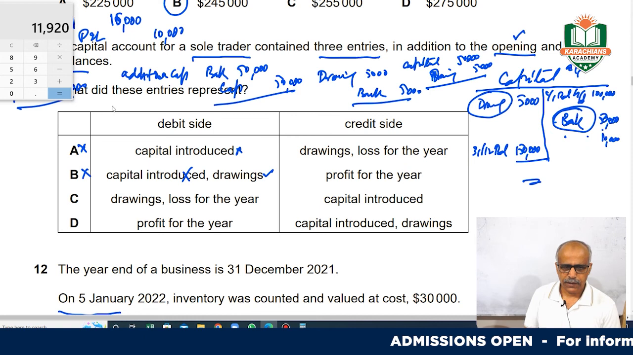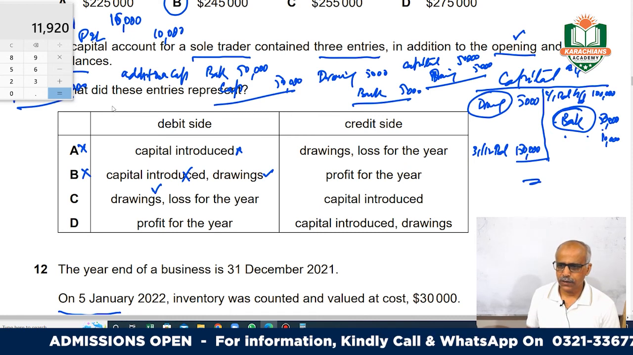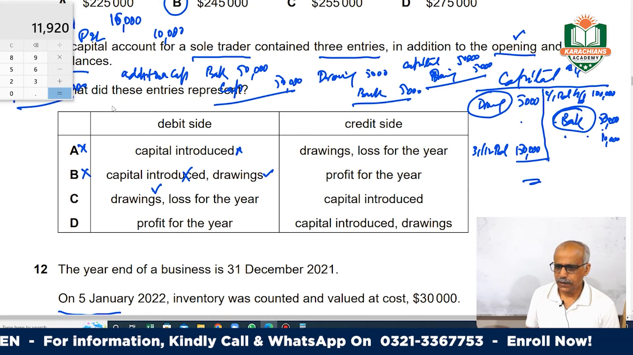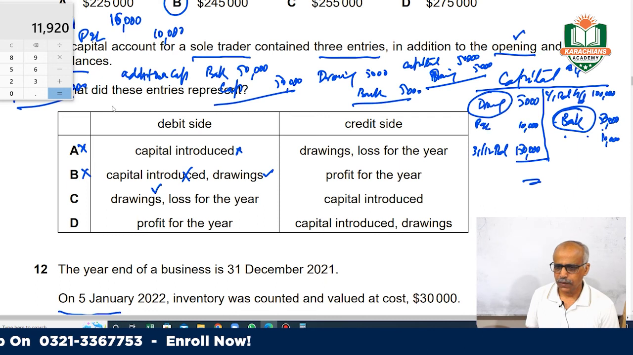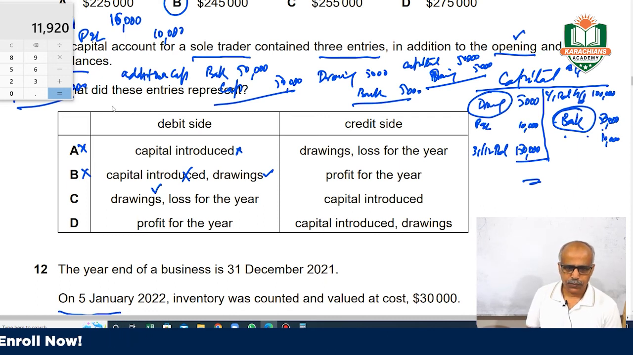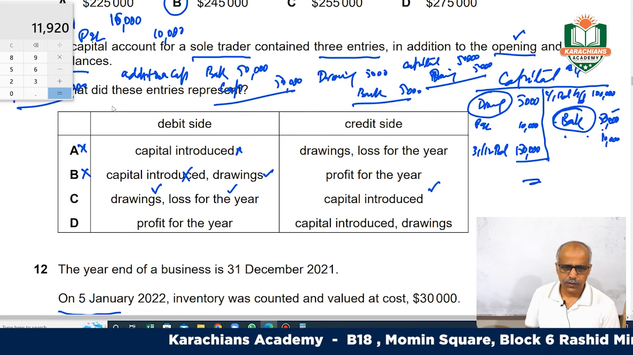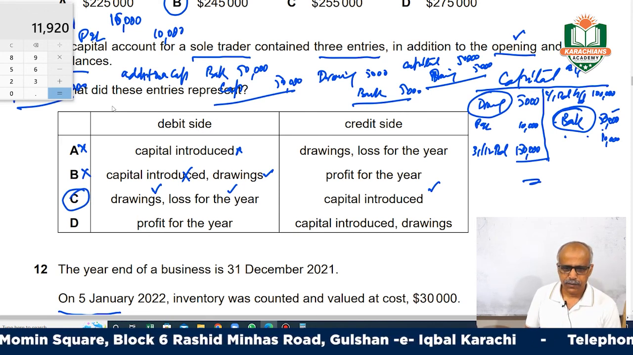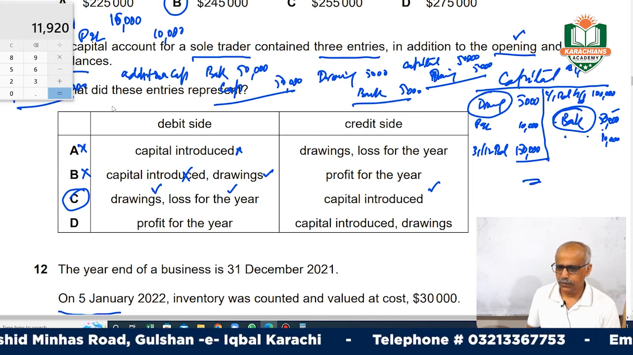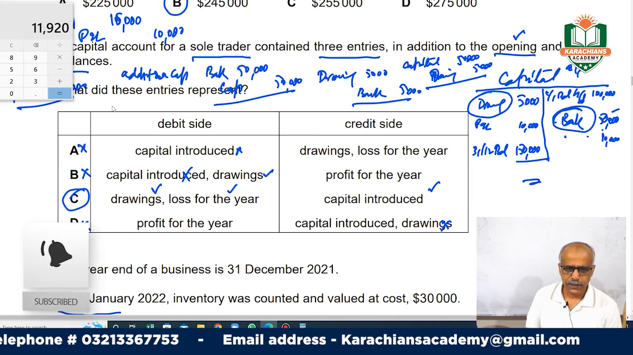Drawing is debited. Yes, drawing is debited. This is correct. Loss, exactly, loss. Either this will be a profit or this will be a loss, right? So loss will be debited for the year, right? This is okay. Capital introduced, exactly, capital introduced. So this is the best, this is the correct option. And the profit for the year debited and capital introduced credited, drawing is wrong. So this whole option is wrong. So your option is C.